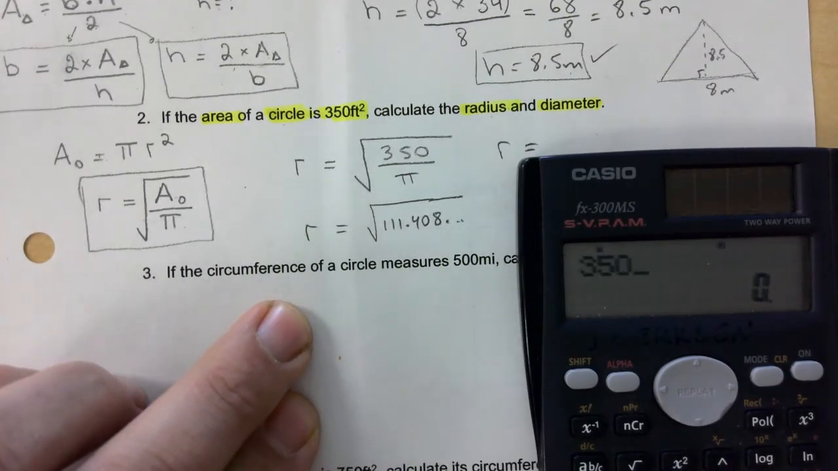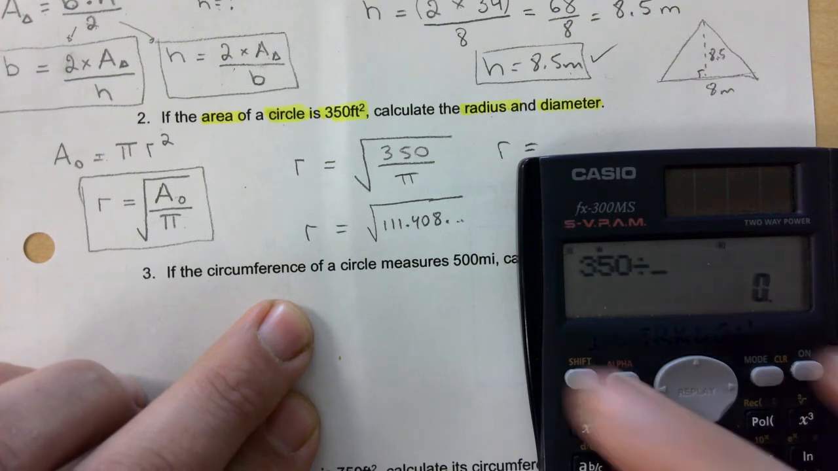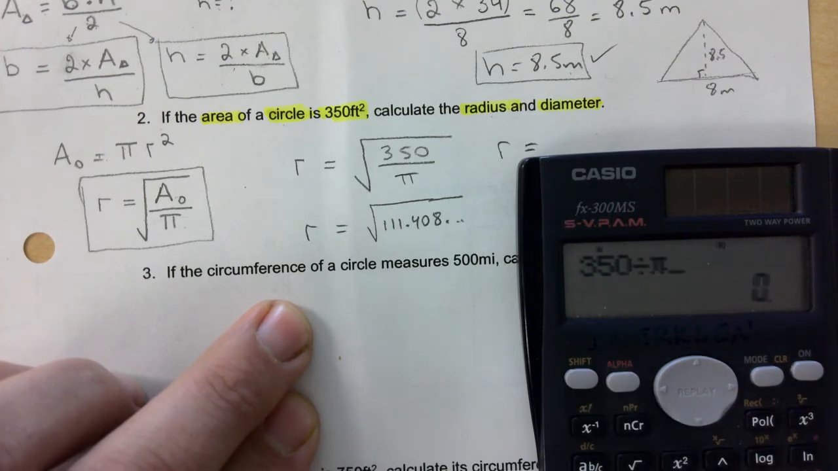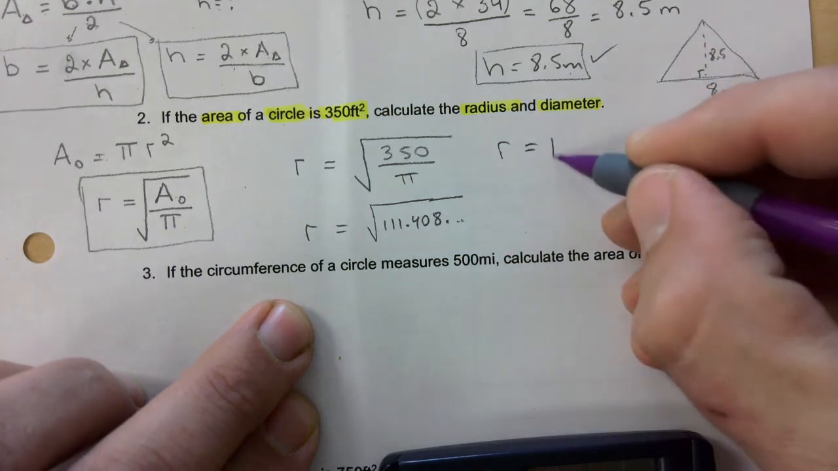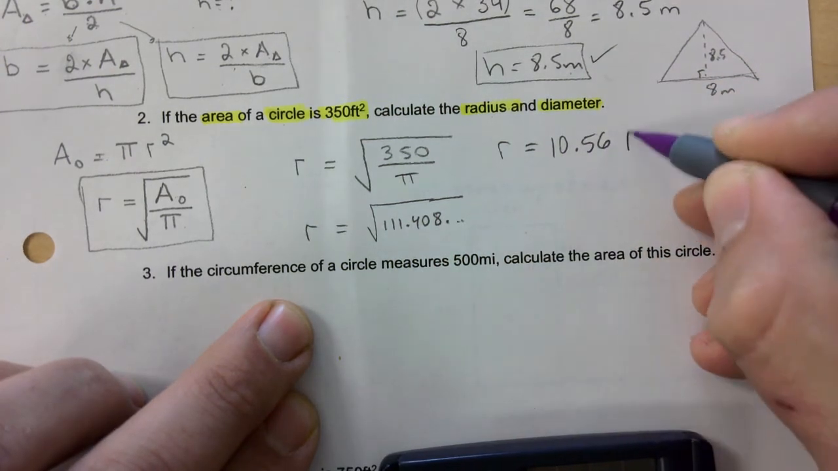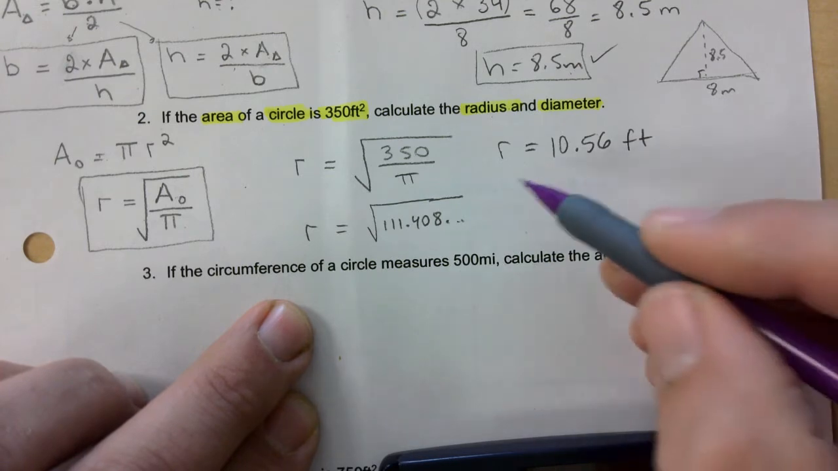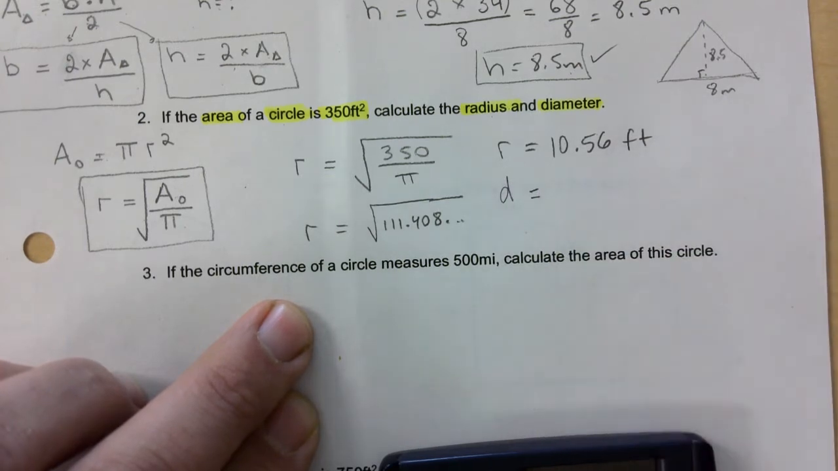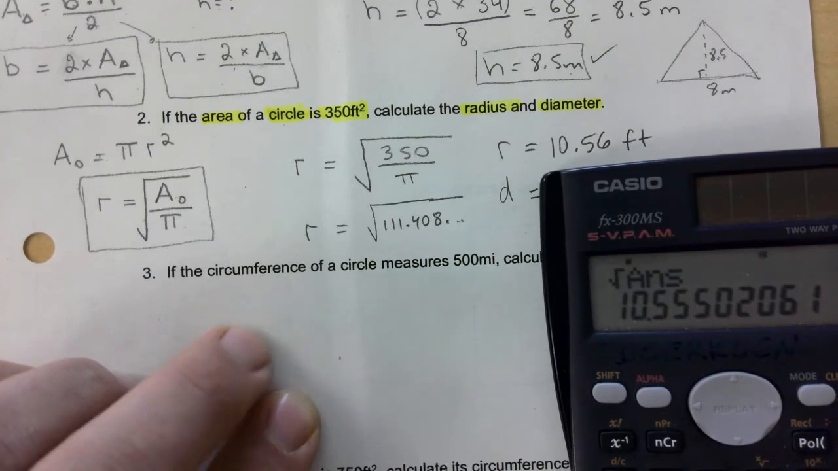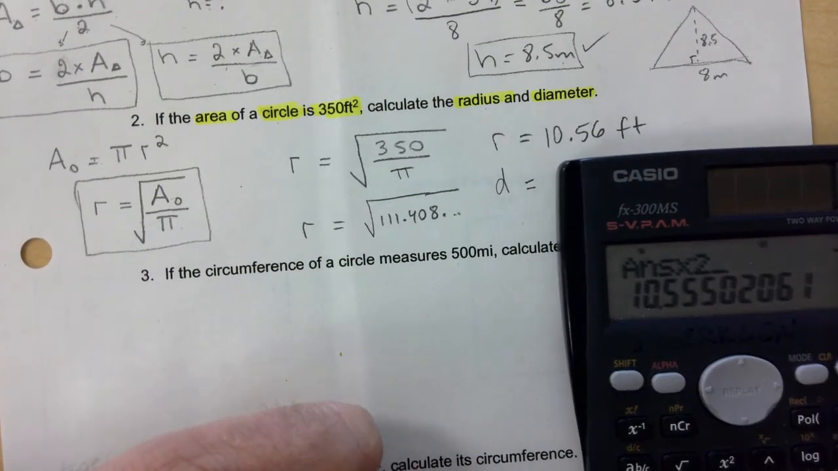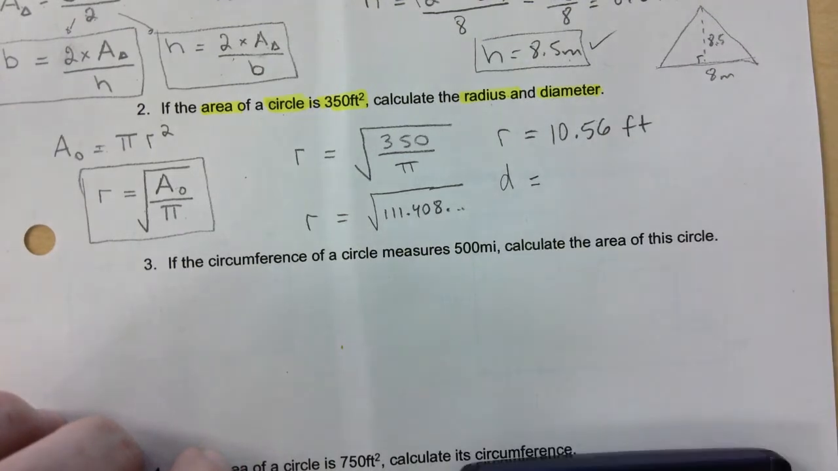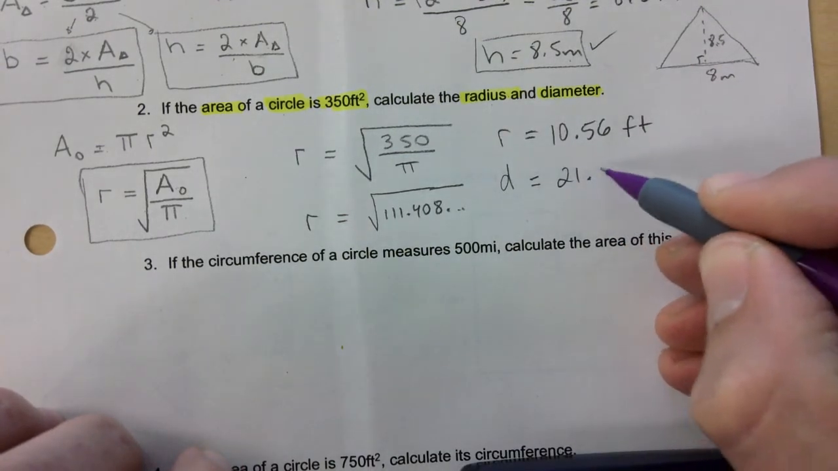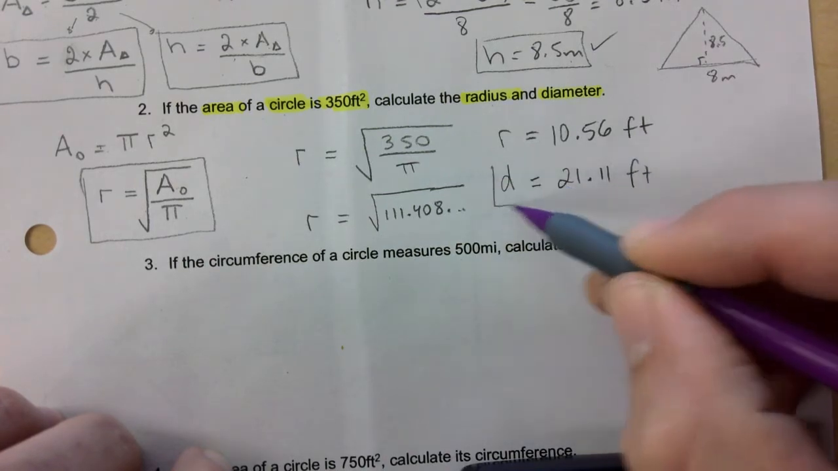Anyways, here, 350 divided by pi. I need to go shift exponent. You get that, and then you take the square root of your answer, and that's 10.56. And we are in feet. For the diameter, just leave what's on your screen and multiply it by 2. That way you're not rounding early, and that's 21.11. And you've answered both.